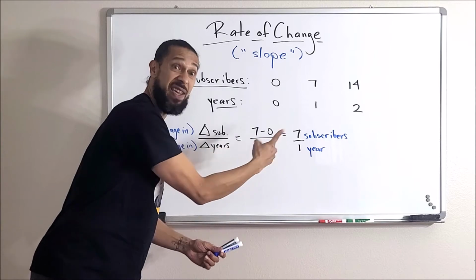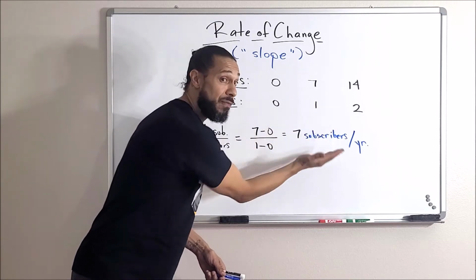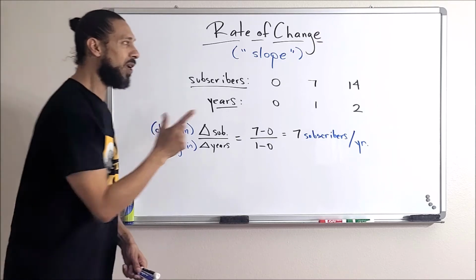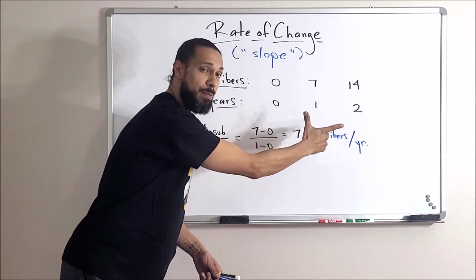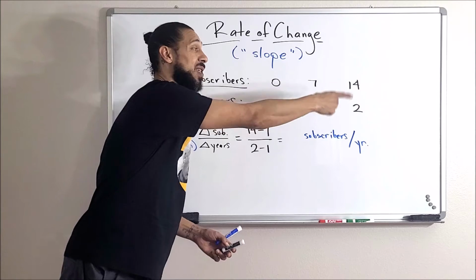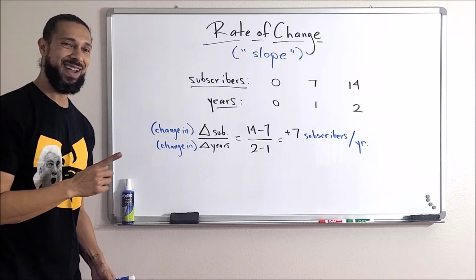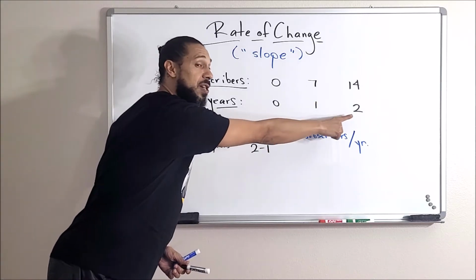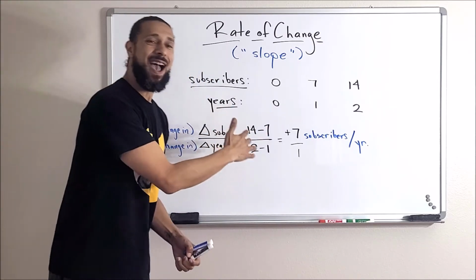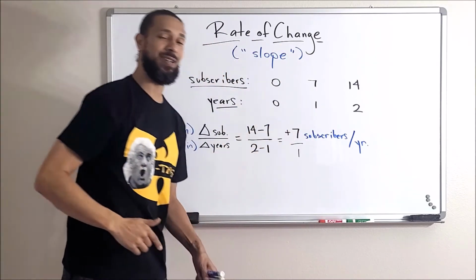This is another way to say this. If my change is 7 subscribers for every 1 year, that's the same as saying 7 subscribers per year. What if we use these 2 years to see, is it the same rate of change? Let's find out. So in year number 2, I have 14. If I subtract 7, that means in year number 2, I went up 7 subscribers, right? And how many years had passed? I went from year 1 to year 2, so I subtract. 2 minus 1 is? Turns out in year 1, I went up by 7 subscribers per year, and in year 2, I went up by the same rate of change.